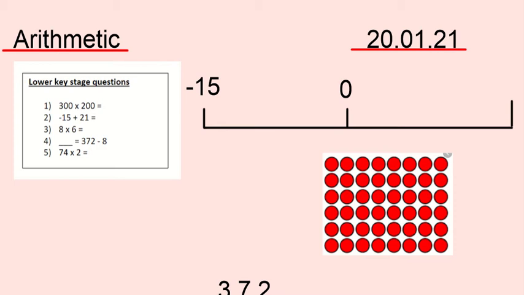So as always I'm going to start by going through the lower key stage questions and then I'll move on to the Year 5 and 6 questions. It might be useful to have a pen or paper ready as we go through the answers, or even to have done your answers and then we can mark them together like we would normally in class.